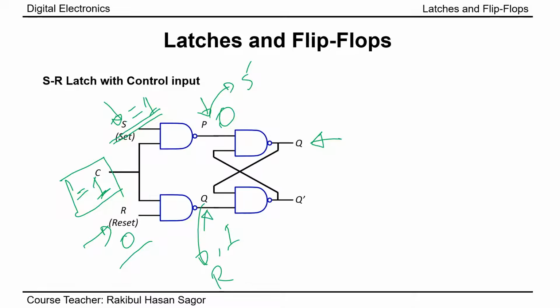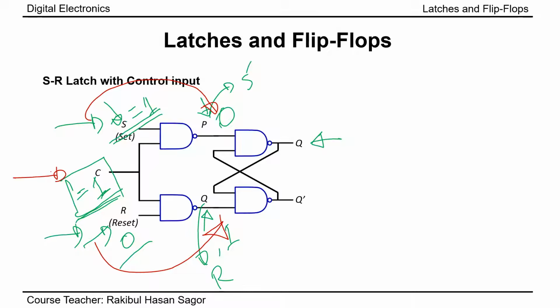If the control signal is equal to 0, then the output will hold the previous data. There will be no change. If the control signal is equal to 1, whatever data we have here is allowed to pass from this side to that side and this side to that side, and the latch will operate accordingly. So the control signal is controlling when the input signal is to be transmitted.